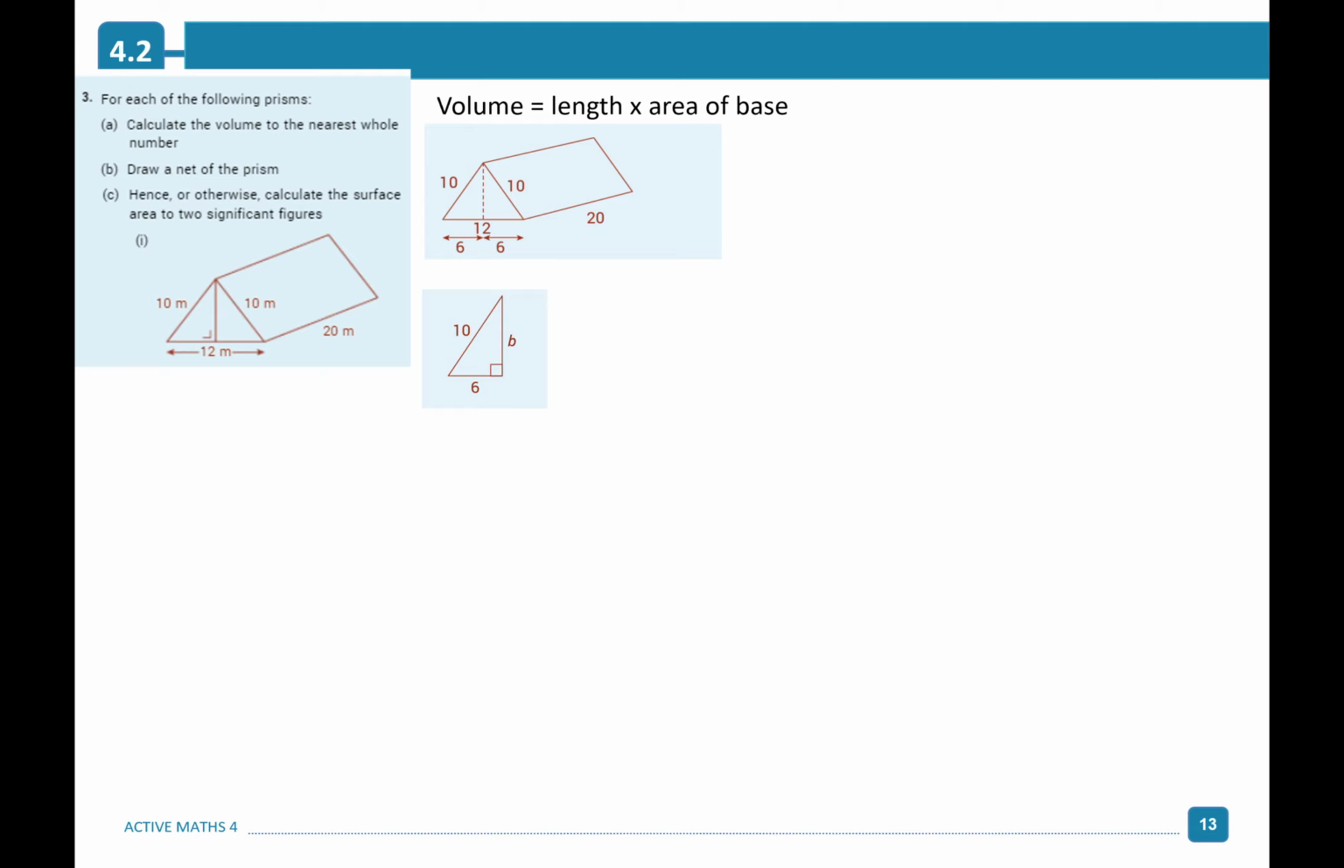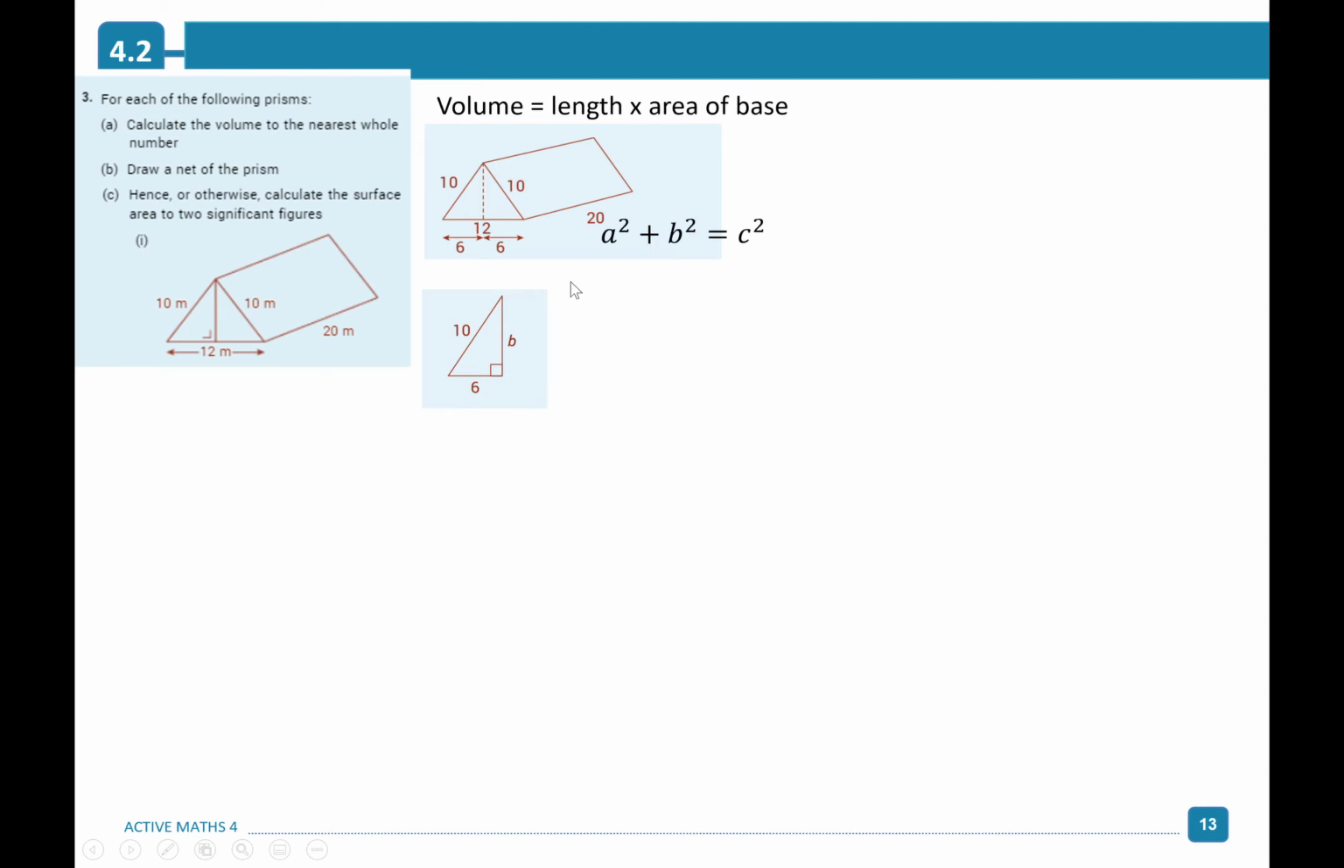So to find the volume of a prism, we need to find the length and the area of the base, because the volume is equal to the length times the area of the base. Okay, so we're told the length in the question. We can see that the length here is 20 centimeters, and we need to find the area of this base. So we can see that our base is a triangle, so we need to find the area of this triangle.